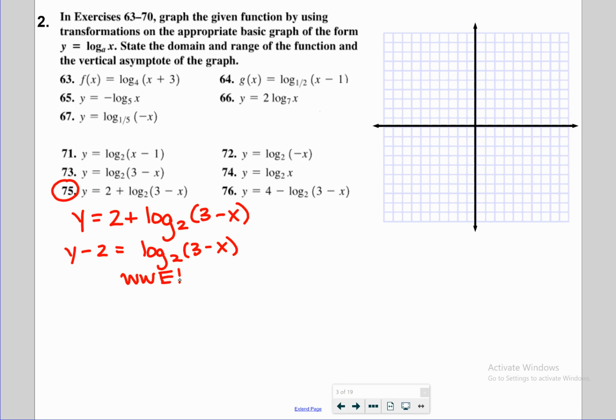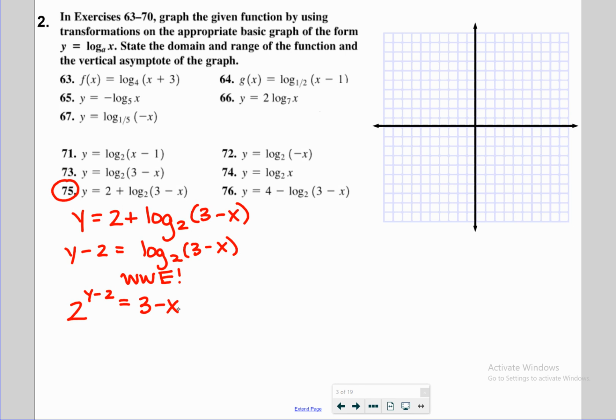What's the base? 2 to what power? Y minus 2. What's alone in the log equation is always your exponent, equals whatever's left. 3 minus x. Okay, so making it exponential is going to make it easier for us to plug numbers into our table, because that's going to help us with our red calculator.